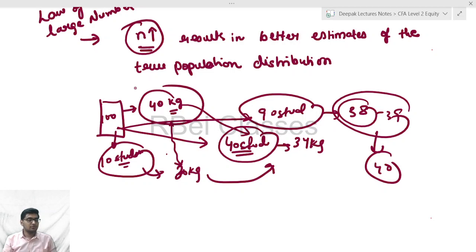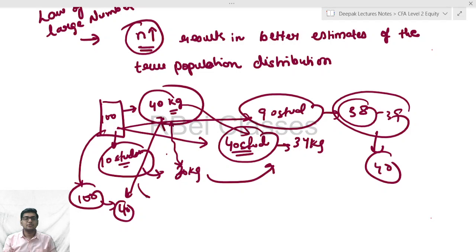The first property of a consistent estimator is that as the sample size increases, the finite sample bias is reduced to zero. Reduced to zero means if your sample size becomes 100, then what is the mean? 40. And you will see that now the bias is zero because the population mean is 40 and the sample mean is 40. The bias came down to zero. Clear?